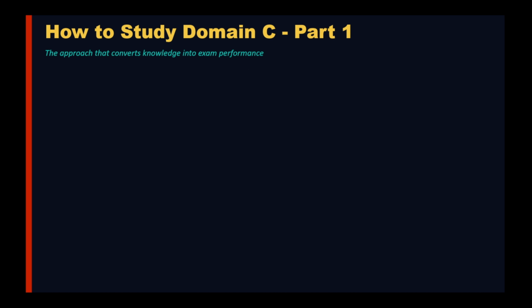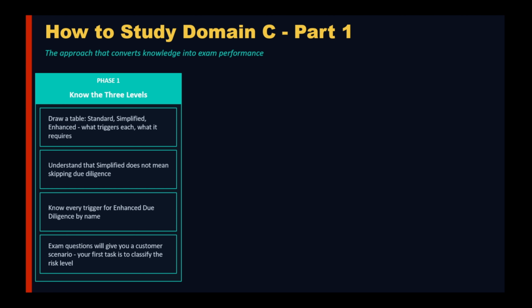Part 1 of Domain C covers 4 major topic areas. Here's the study structure that will make them stick. Phase 1. Know the 3 levels of customer due diligence. Draw a simple table, 3 columns: standard, simplified, and enhanced. For each column, write down what triggers it and what it requires. This single exercise will anchor the framework in your memory more effectively than reading the chapter 3 times.